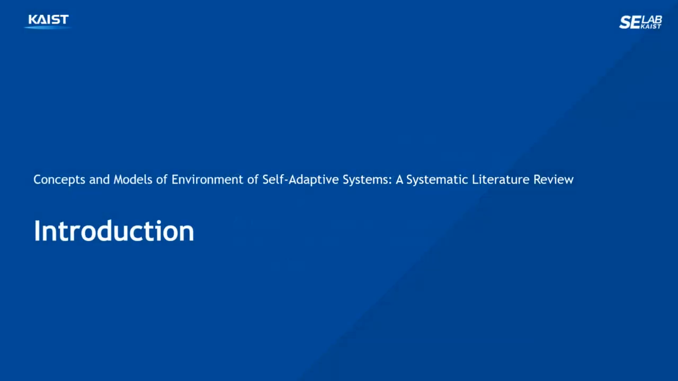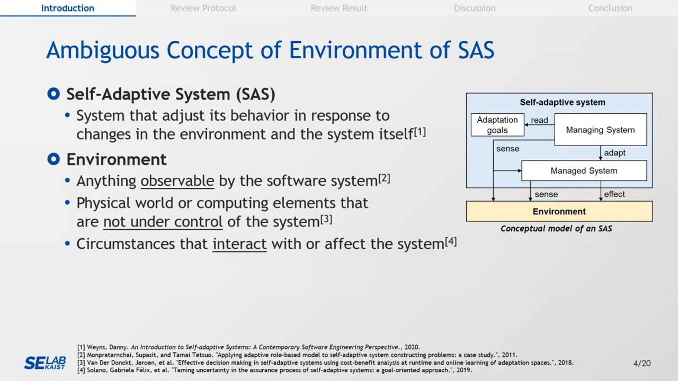First, let's see the background and motivation of this SLR. Many studies of self-adaptive systems have been conducted. We call a system that adjusts its behavior in response to changes in the environment and the system itself a self-adaptive system. The self-adaptive system consistently achieves its goal, adaptive to its environmental change.